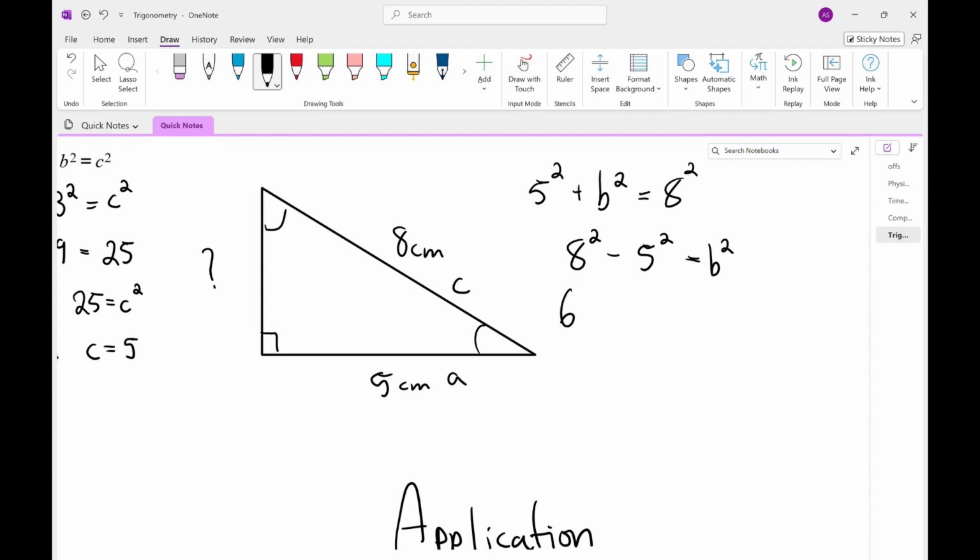8 squared is 64, minus 25, which is 5 squared, gives us 39. So remember, 39 is equal to b squared. So b would end up being the square root of 39, which on our calculator gives us an answer of 6.24. So 6.24 centimeters.